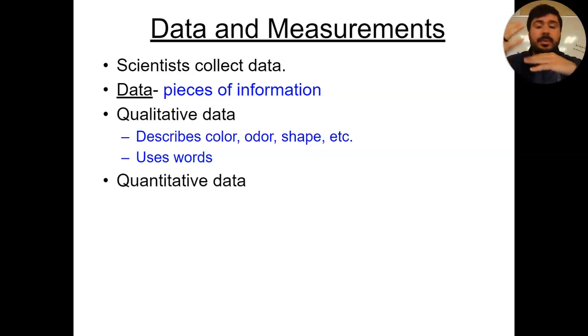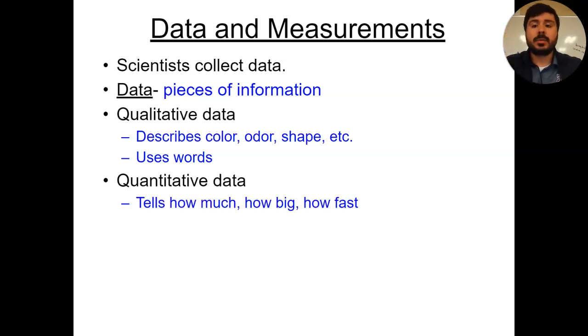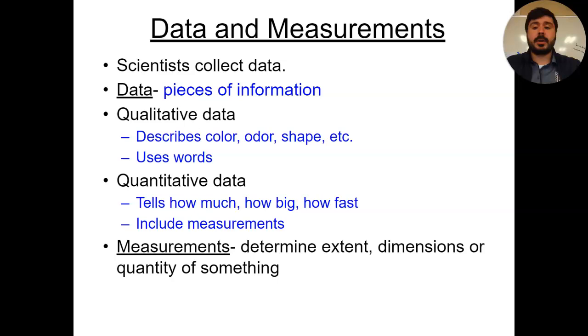On the flip side, completely opposite direction here for data, is something called quantitative data, right? So there's qualitative data using words and descriptors, and now there's quantitative data. Quantitative data is almost exactly what it sounds like. It's in the realm of quantities, right? So it tells you how much of something you have, how big something can be, and how fast something is, right? Using numbers, using measurements more specifically here, okay?